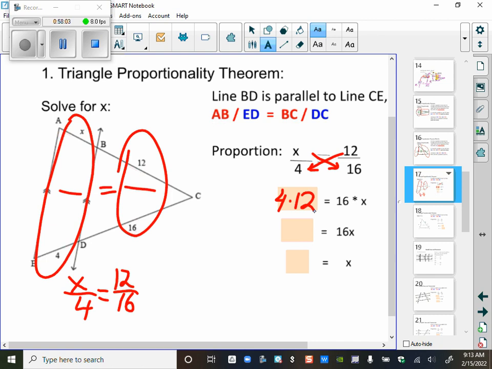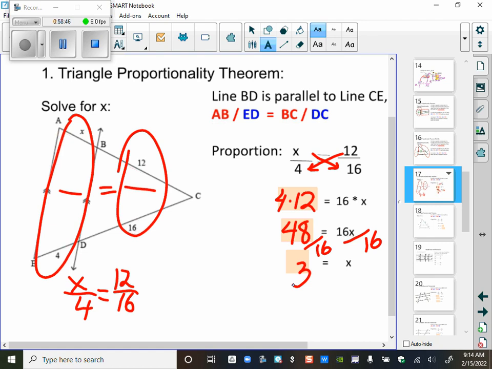All right, anybody get a value of x? Well, what's 4 times 12? 48. 4 times 12, 48. And then divide both sides by what number? 16. We've been doing this for a long time, ladies and gentlemen. So x is what number? 3. There you go. It is that simple. Questions?